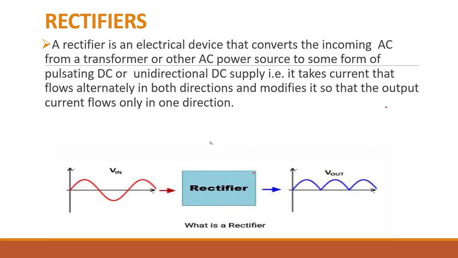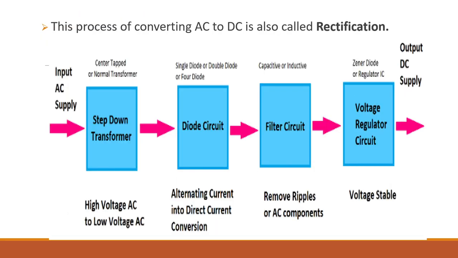A rectifier is basically made up of some diodes, one, two, or four diodes, and these diodes will convert my alternating AC current into a pulsating DC output. This is what we'll see. Now, what is happening here? This is the block diagram of a rectifier.